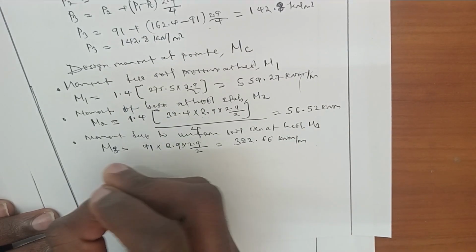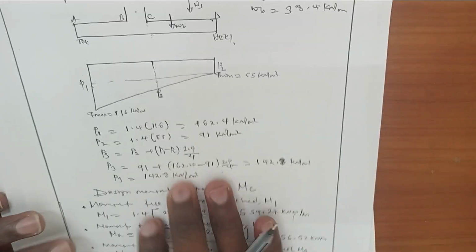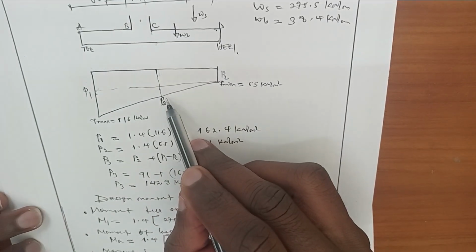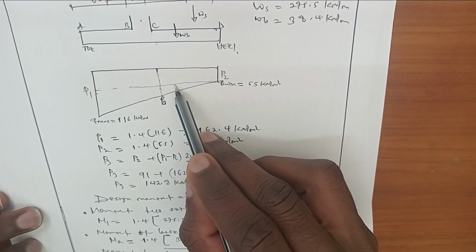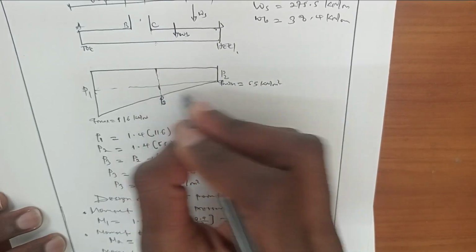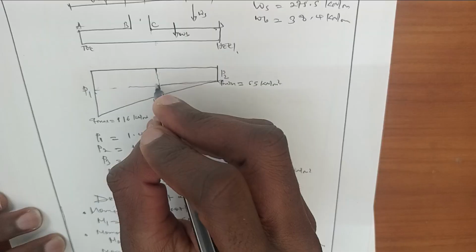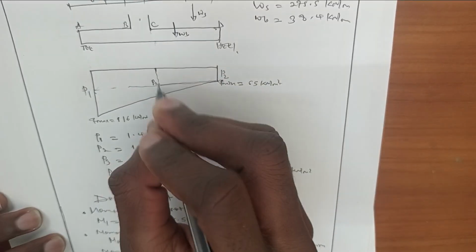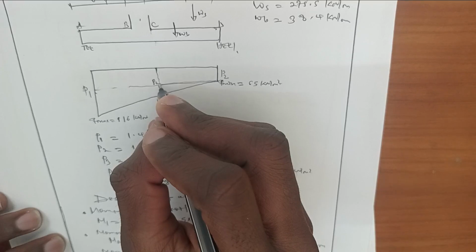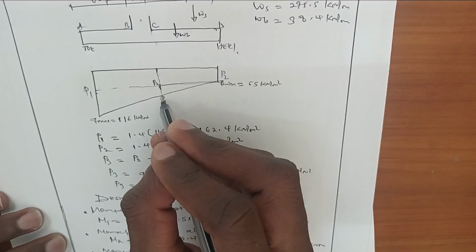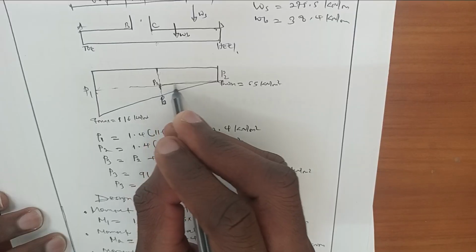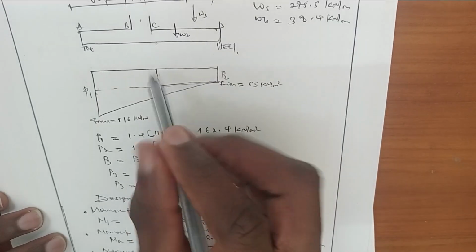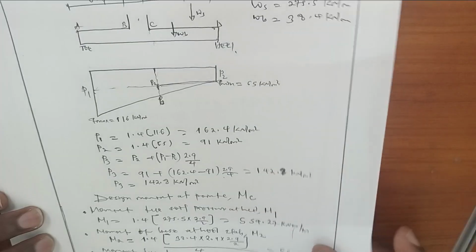The next is the moment due to triangular pressure. When we prolong here, this is pressure 2 and this is pressure 3. Now let's determine the pressure difference from pressure 2 up to pressure 3. This one is obtained by taking pressure 3 minus pressure 2, and this is the height of this triangular, which is the width of the heel slab, which is 2.9.